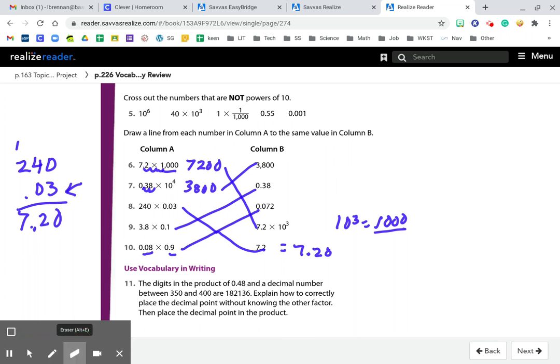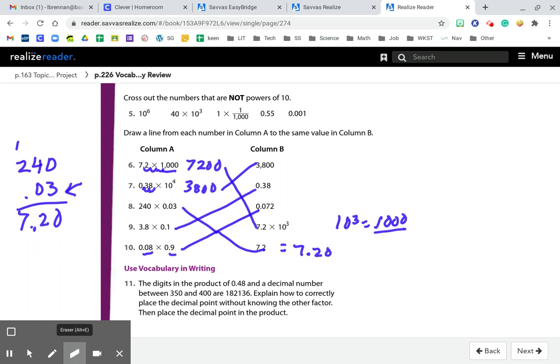There's our matching. The digits in the products of 48 hundredths and a decimal number between 350 and 400 are 1, 8, 2, 1, 3, 6. Explain how to correctly place the decimal point in the product.